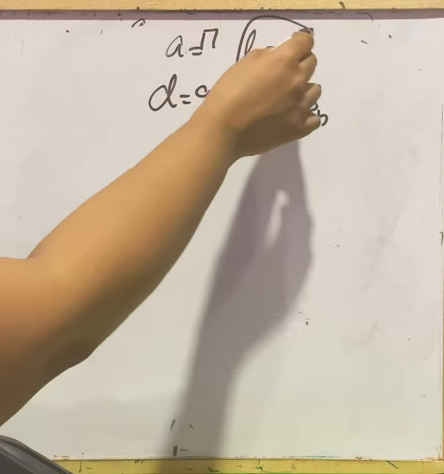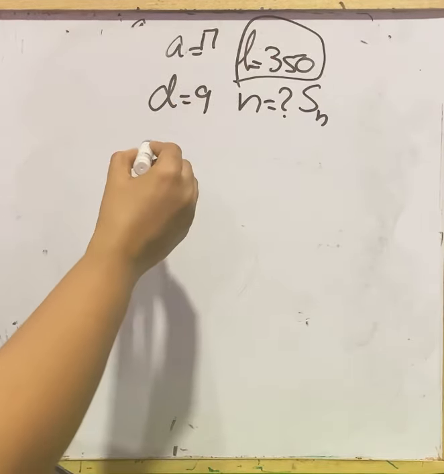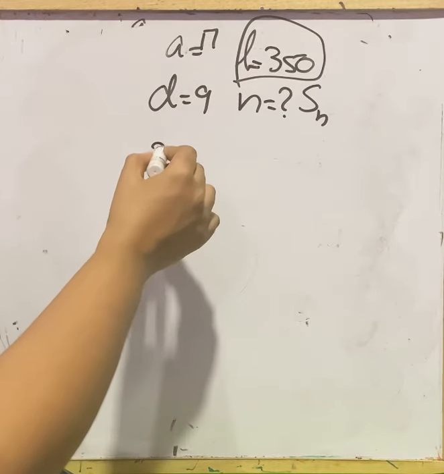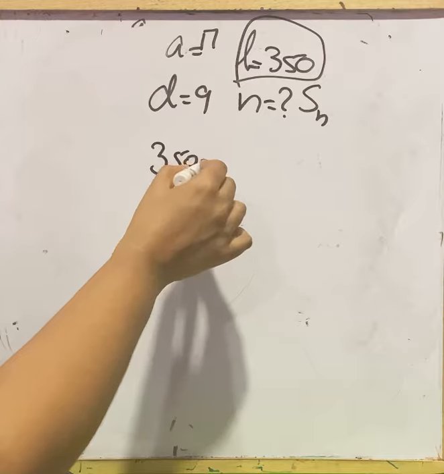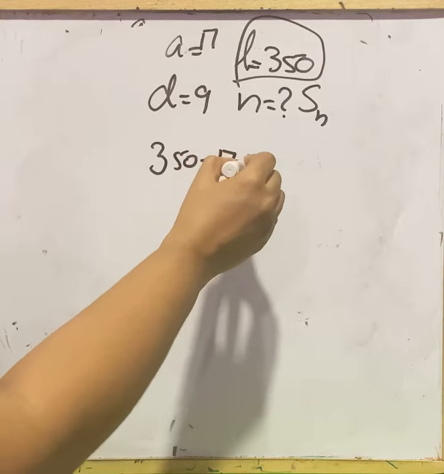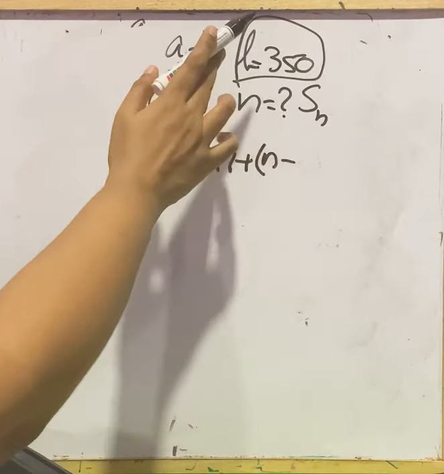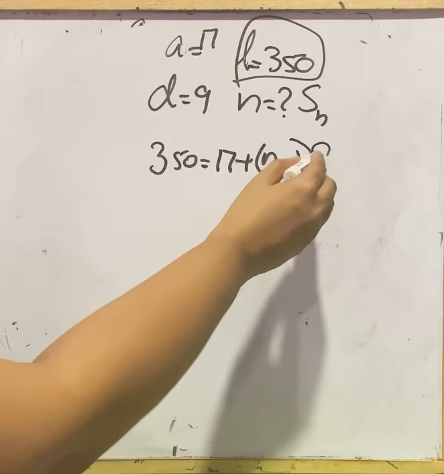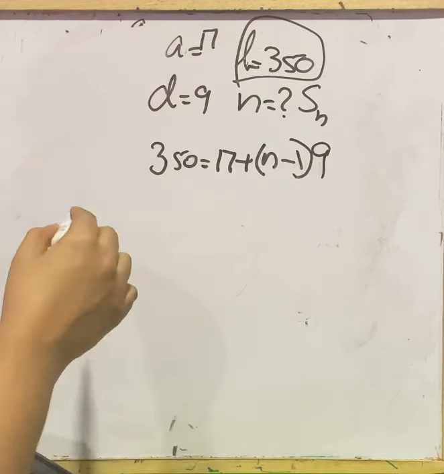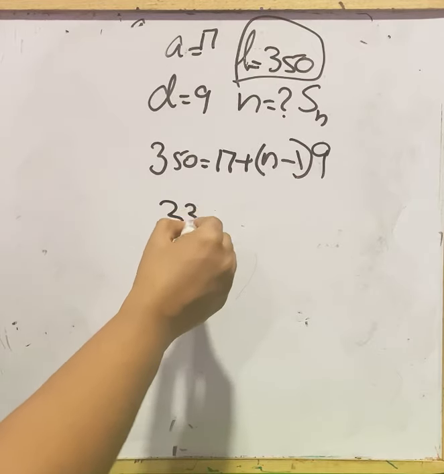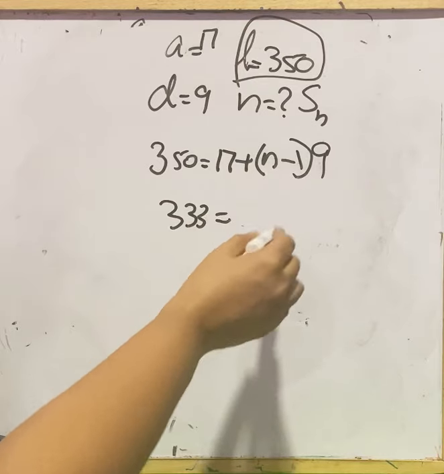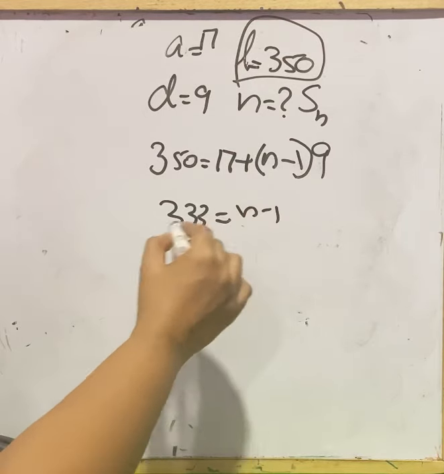Now we will consider this as the nth term. So we will write an equal to a plus (n - 1) into d. In that an, that is 350 equal to a is 17 plus n, we don't know which term this is, we don't know. (n - 1) into d is 9. Now taking 17 to the side, 333 equal to (n - 1) into 9. We will take 9 to the side and it becomes divided by 9.